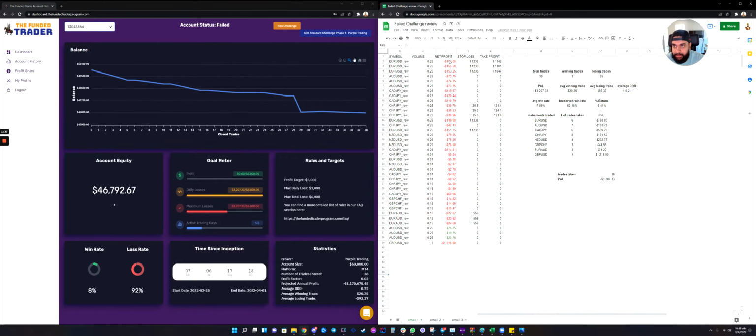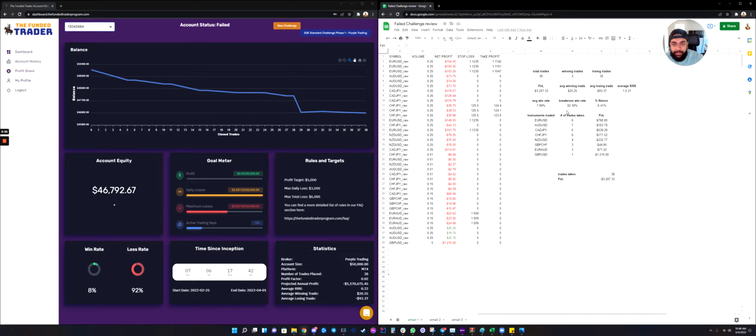So as you can see, we have all of the losses right here, and we have some wins down here. 38 trades were taken in total. Of them, three were winning and 35 were losing. That gives us an average win rate of about 7.89%. Over here it says 8%, it's rounded up to be a little more accurate.